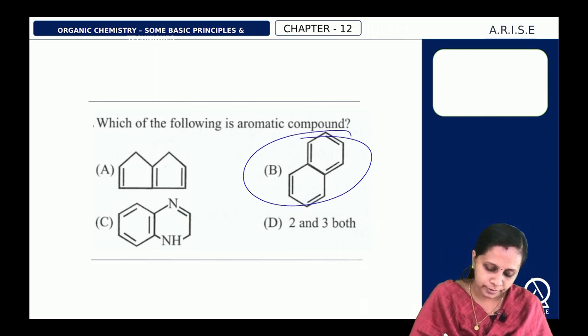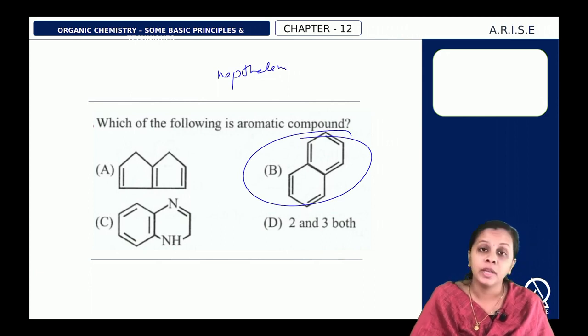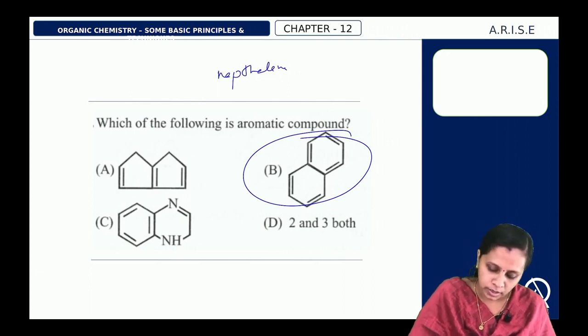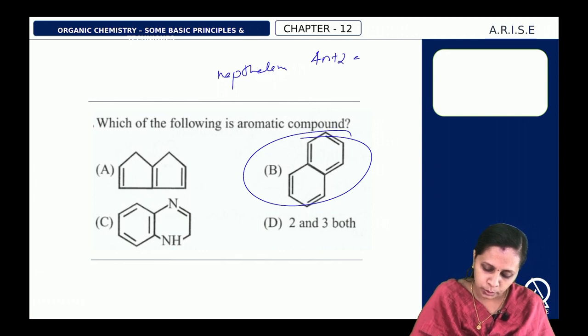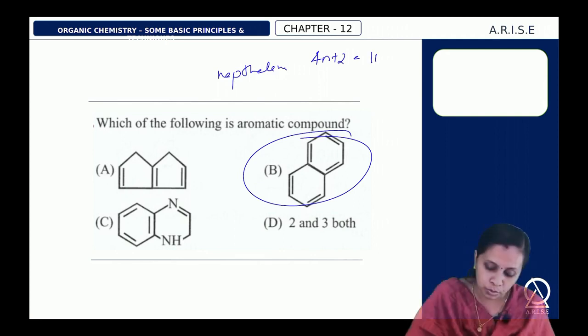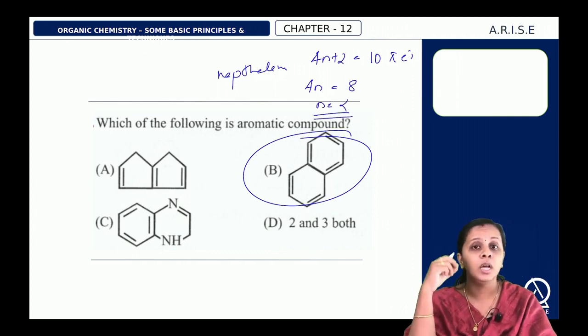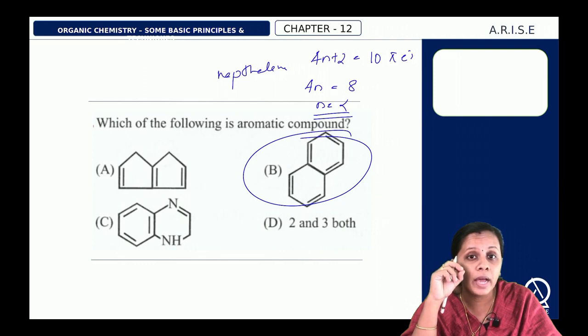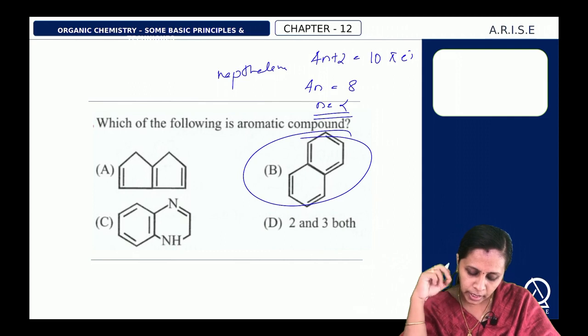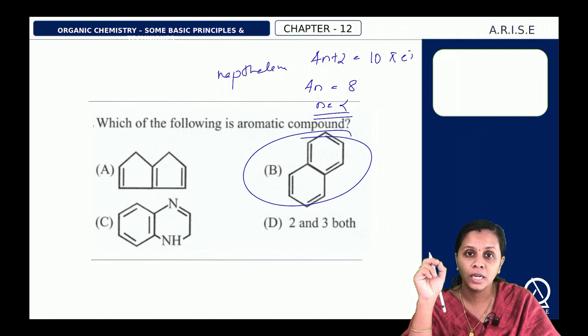Based on that, this is what? Naphthalene. In theory class, I have already discussed naphthalene is aromatic, right? Because I will check the 4n plus 2 pi electrons for this compound. That is 4n plus 2 is equal to how many pi bonds? 1, 2, 3, 4, 5. 5 pi bonds is equal to 10 pi electrons. Okay, 10 pi electrons. So 4n is equal to 8, where n is equal to 2. So what is Huckel's rule? For a compound to be aromatic, it must be planar and it must possess 4n plus 2 pi electrons, where n is an integer. Here in option B, n is equal to 2, so it is an integer, so it is aromatic.